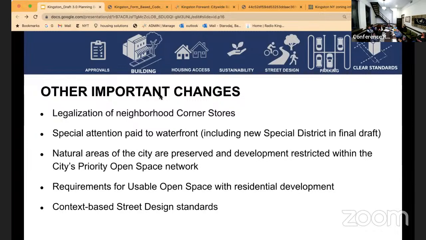Just wanted to call out a few other quick changes. We are legalizing corner stores throughout most of the city. We did add some language in the final draft around the hours of operation and other operational aspects of corner stores. We did pay special attention to the waterfront area. The transects, compared to the current zoning code, really reflect the city's open space network as proposed in the open space plan of 2018.